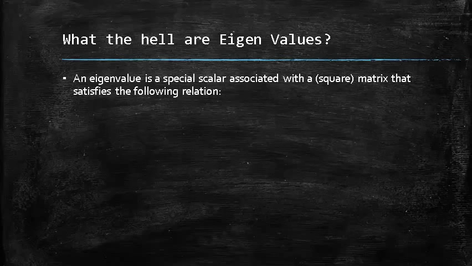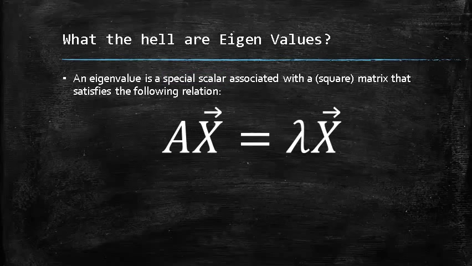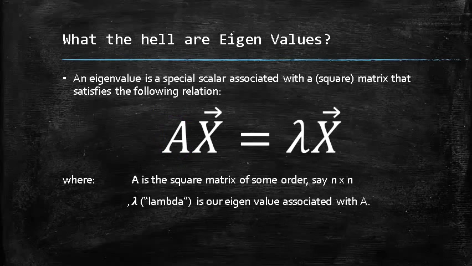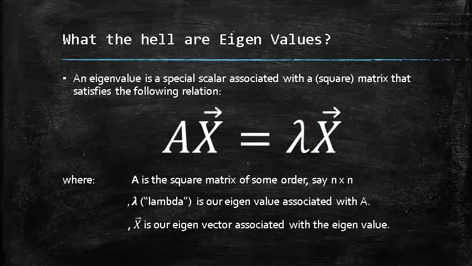An eigenvalue is a special scalar associated with a square matrix that satisfies the following relation: A times a vector x is equal to lambda times vector x. Now what do these quantities stand for? A is a square matrix of some order, say n by n, because it is a square matrix. It has to have equal rows and equal columns. Lambda is our eigenvalue associated with A, and x is our eigenvector associated with the eigenvalue.